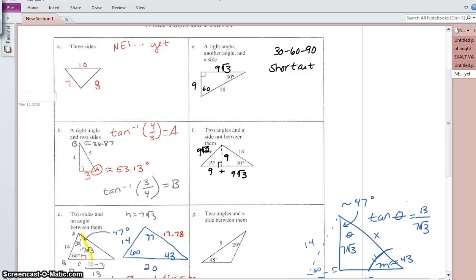Can we make our way around to the missing angles? Well, 180 minus 30 minus 45. Triangle sum theorem tells us that this missing angle must be 105. So this is approximately 24.59, and this is approximately 12.73.